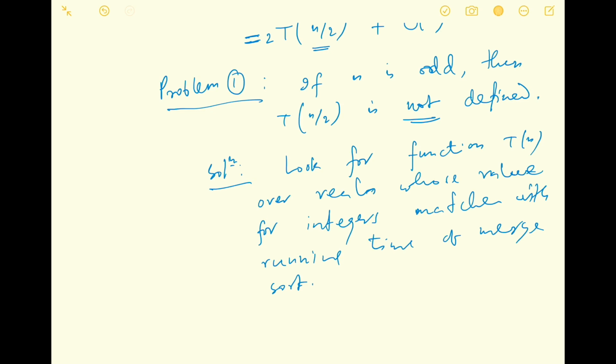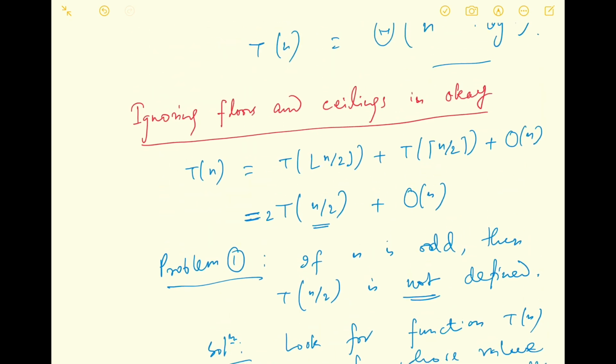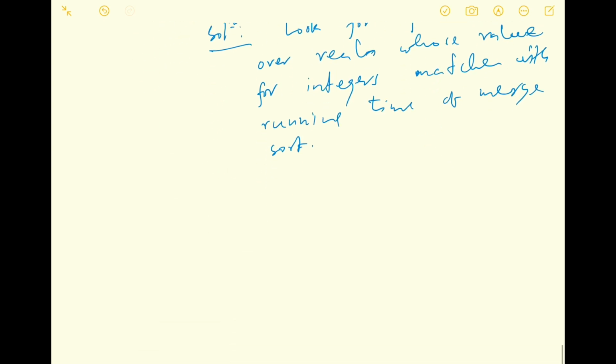Okay, and that's it, because anyway the values of T for other than natural numbers do not matter, so you define them arbitrarily. You solve for T, pretending that T is defined over reals, whose domain is real numbers, and its value should respect this recurrence relation for positive integers. Then we are done. So this is the first problem, and we are done.